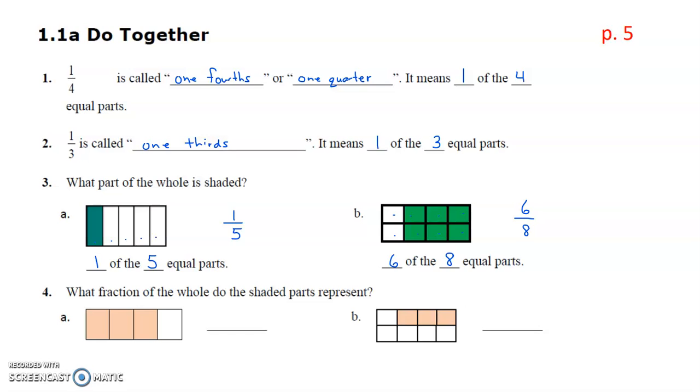And for number 4, we're very much doing the same thing as number 3. What fraction of the whole do the shaded parts represent? Now we're just creating the fraction. So we have a total of 4 pieces, and 3 of them are shaded. We have 3/4. For B, it's also divided in 8 like you see above. So it's going to be out of 8, but this time only 3 pieces are shaded. So we have 3/8.